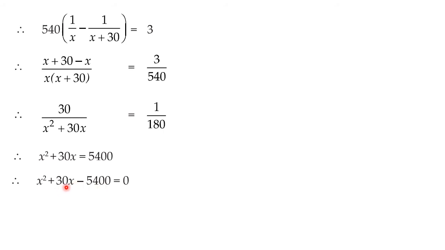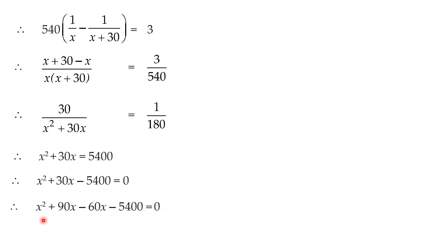And now this 0 is there, so keep 0 on each number. So the numbers are 90 and 60. Plus 90 and minus 60. Okay, so we can split this middle term as plus 90x minus 60x. So our step is x square plus 90x minus 60x minus 5400 is equal to 0.